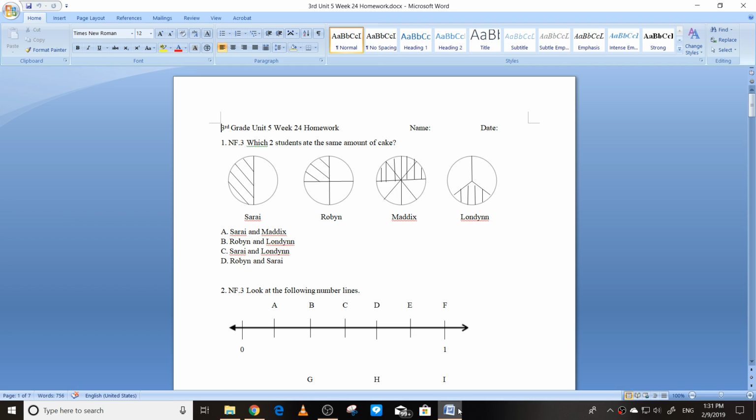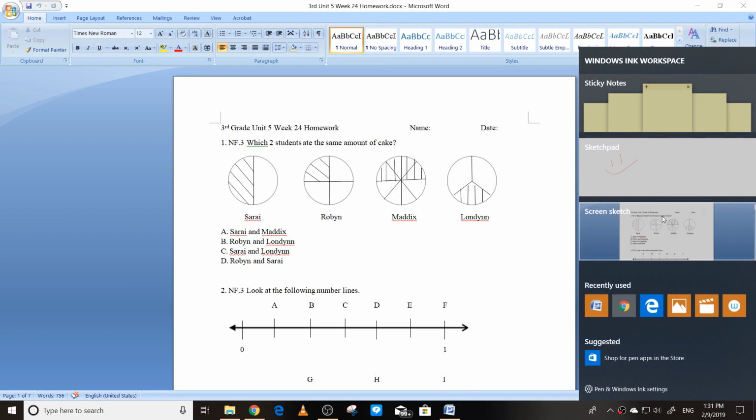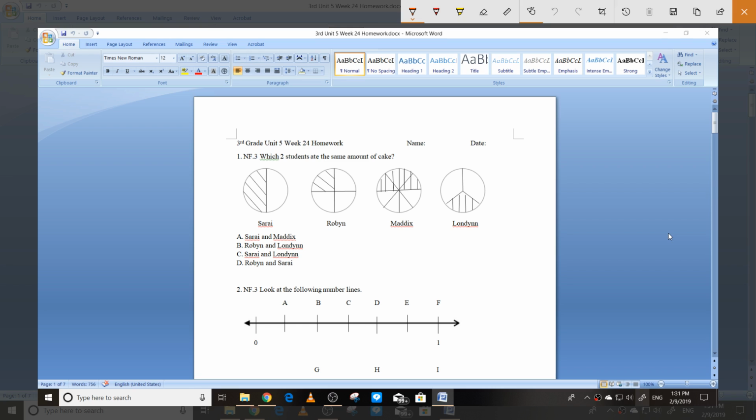All right, dear students, let's take a look at week 24's homework. We're getting into the meat of Unit 5 here, and we're getting into how to really understand fractions. Okay, let's read the first question.